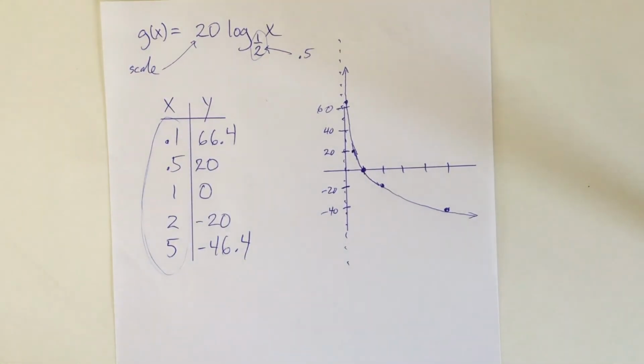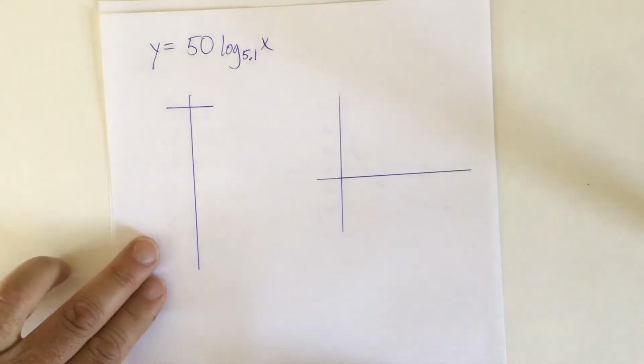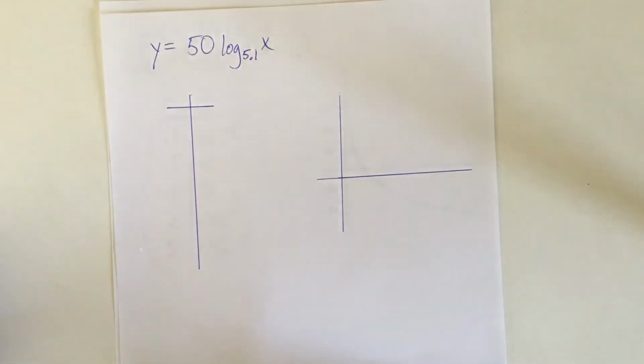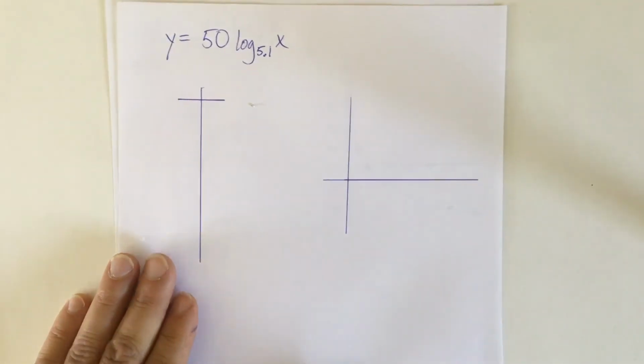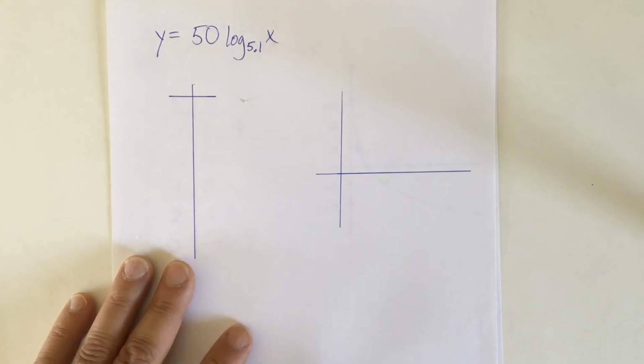So, here's my question to you. I'd like you to pause this lesson right now and just see if you could do this one. I want you to graph y equals 50 log base 5.1 of x, where 50 would be the scalar.